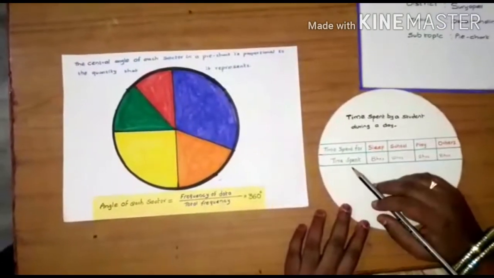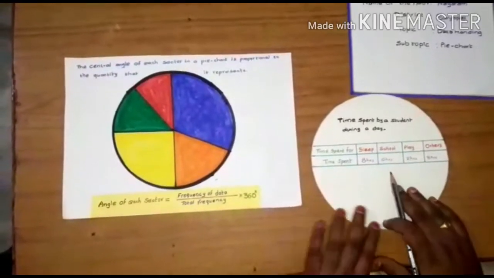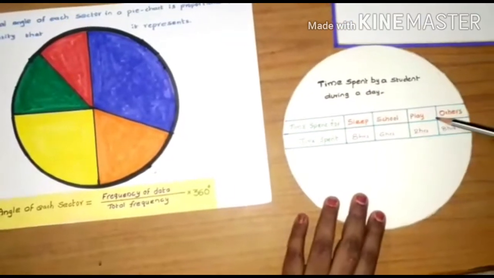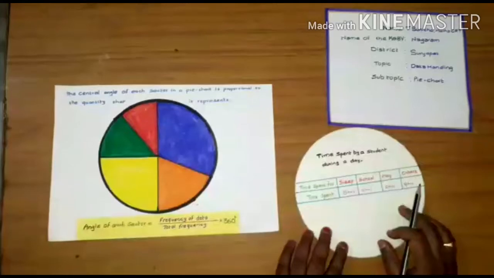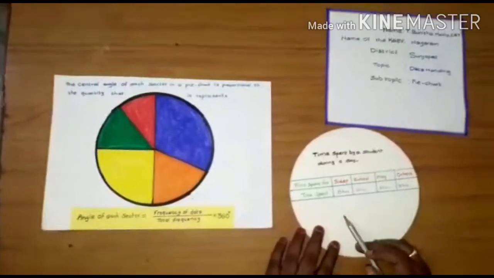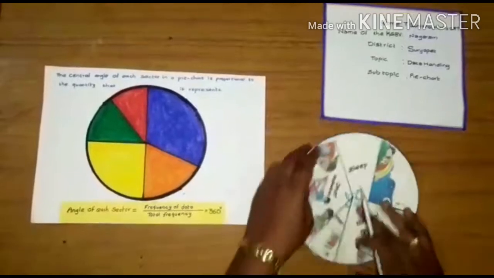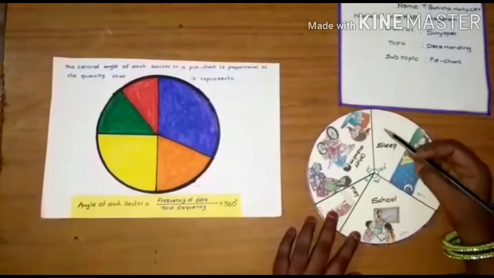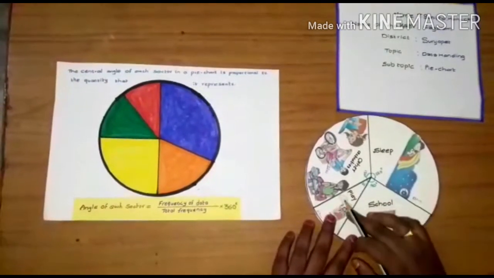We are taking one example, the time spent by a student during a day, in table form. Sleeping is 8 hours, school is 6 hours, playing is 2 hours, other activities 8 hours. When this table is represented in a graphical way, students can understand it very effectively. Here each angle of a sector represents how much time is spent by the student.